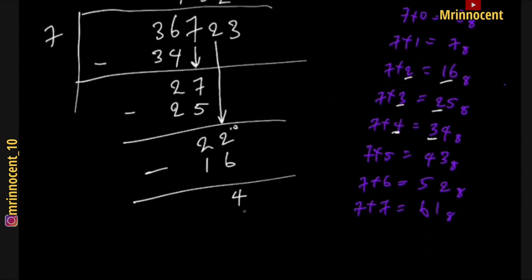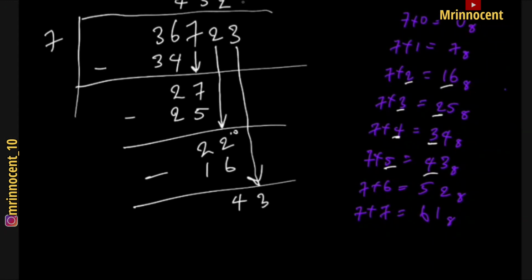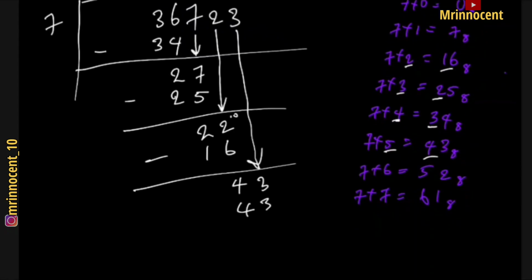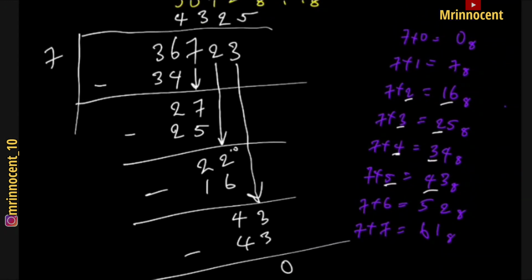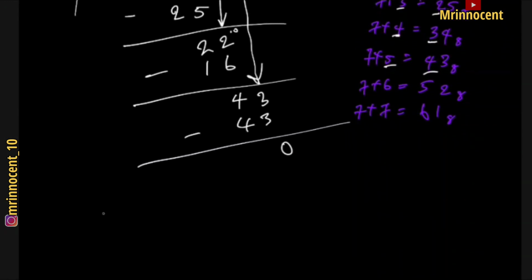So 7 divided by 4 cannot. Bring down your 3. 7 divided by 43 can. Come to your chart table and look for a number that is 43. So here you have 5. 5 times 7 is 43. You subtract. So you have 0. So therefore your answer is 4325. The answer is 4325 in base 8.